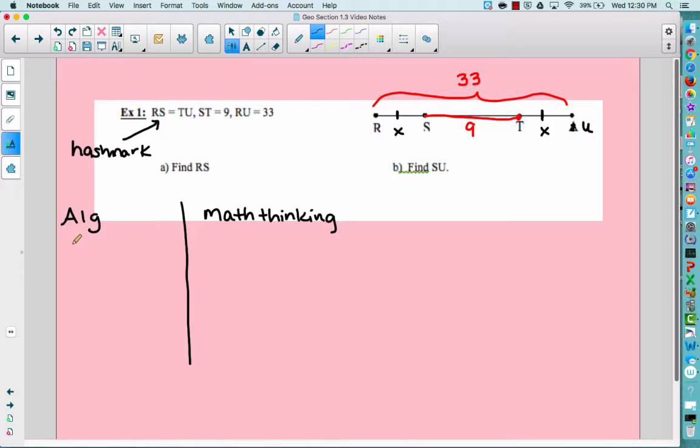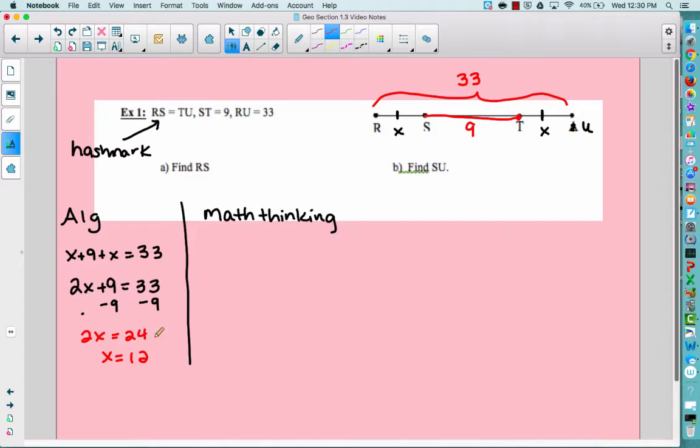Because the sum of the parts equals the whole, the segment addition postulate tells me I can say X plus 9 plus another X has to equal 33. That gives me 2X plus 9 equals 33. And I would subtract 9 from both sides, getting 2X equals 24, and therefore X equals 12.